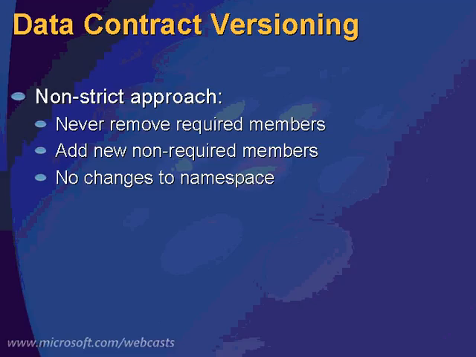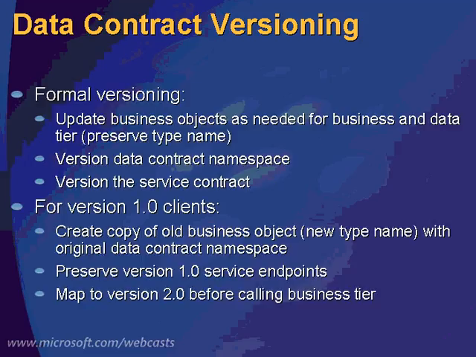So for non-strict, our approach should be never remove required members, only add non-required members, and you don't change the namespace. If we formally version the data contract, then what we're going to need to do is something a bit more interesting, okay? We're going to have to update the business objects. Obviously, data contracts are usually something we're flowing around down from the service to the business tier to the service tier. And we're going to need to version the contract namespace, then version the service contract.